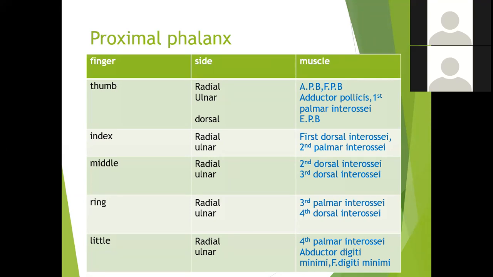And next, the ring finger, radial side and ulnar side. Radially, third palmar interosseous is attached; on the ulnar side, fourth dorsal interosseous is attached. Okay, little finger, again radial and ulnar side. On the radial side, fourth palmar interosseous is attached, and on the ulnar side, abductor digiti minimi and flexor digiti minimi are inserted. So when you see this tabular column, for the thumb and little finger we can see both interosseous muscles and other muscles attached, but for the index, middle and ring fingers, only the interosseous muscles are attached. Okay, so keep note of this.